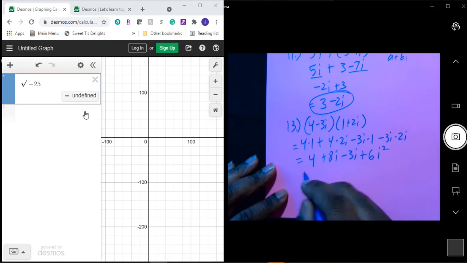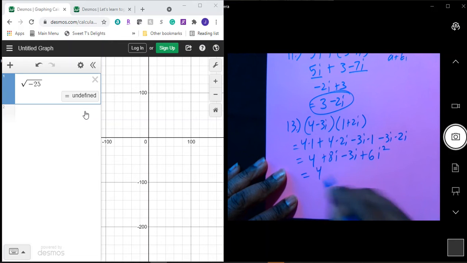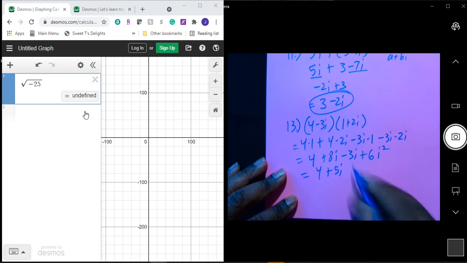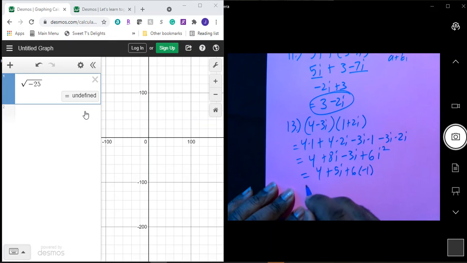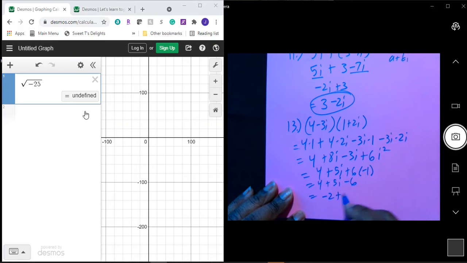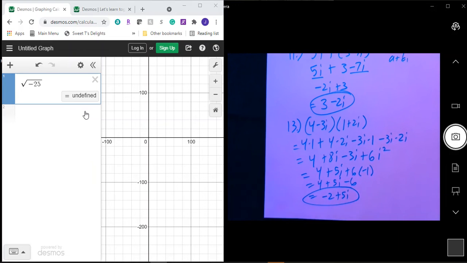Okay, now we would have 4. 8i minus 3i is a positive 5i. Plus 6, i squared is negative 1. So we will have 4 plus 5i minus 6. 4 minus 6 is negative 2 plus 5i. And that is the final answer of problem number 13. Okay, now we will move on.